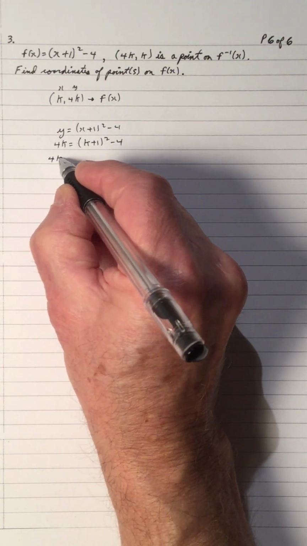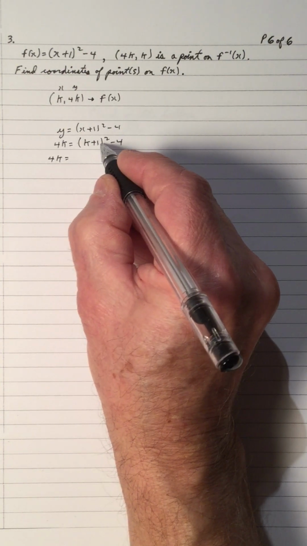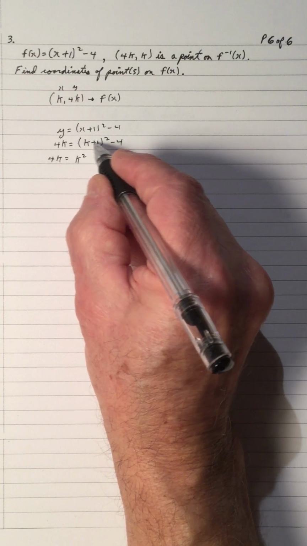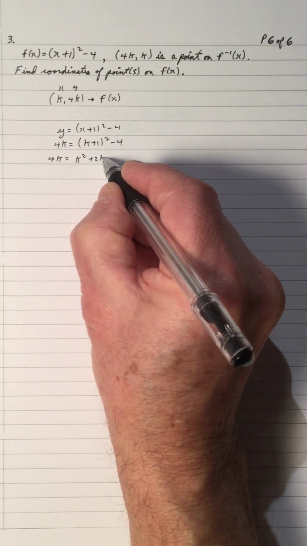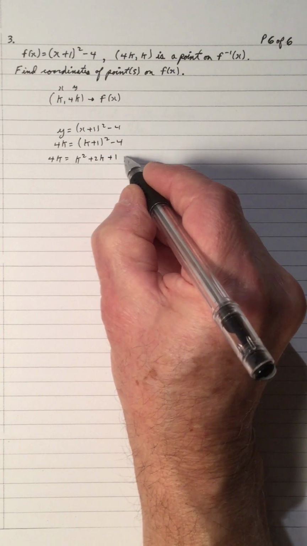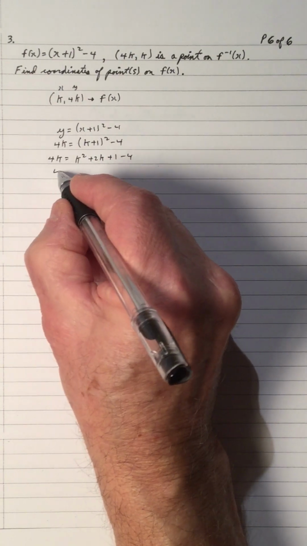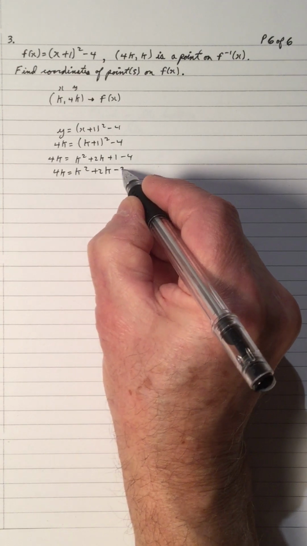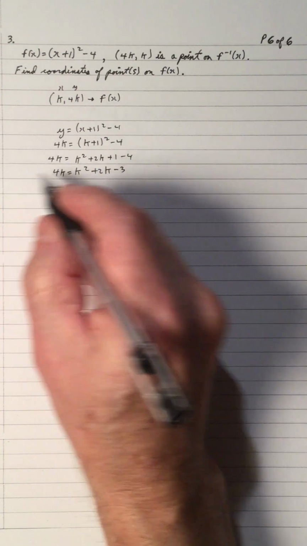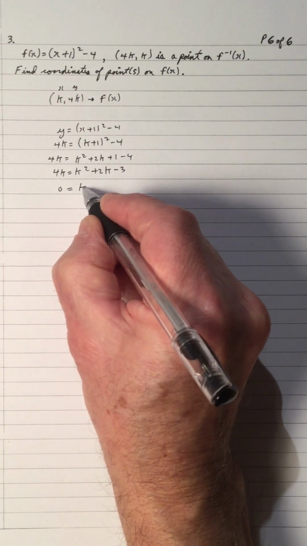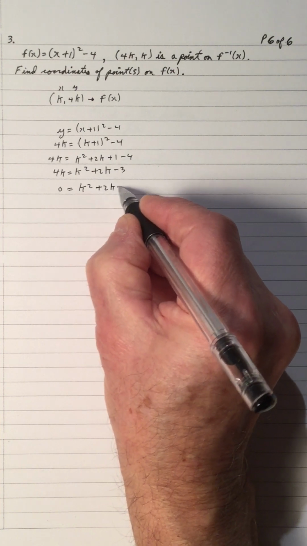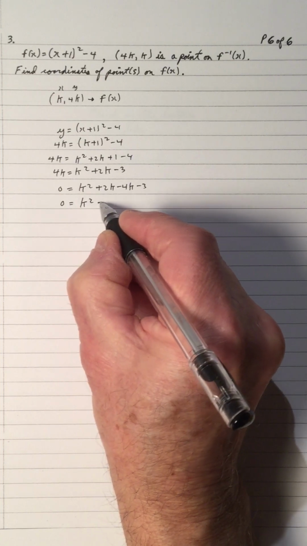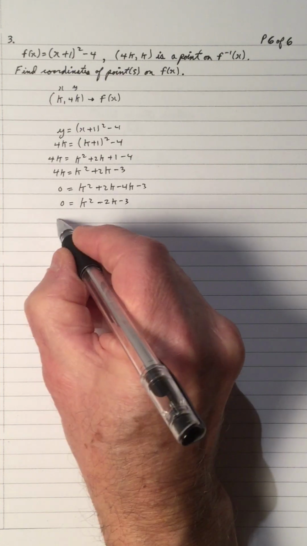So we take the 4k, square this. So we can do FOIL or square binomial. We square the first term. We get the product, 1k doubled. And we square 1, plus 1 minus 4. So that becomes 4k equals k squared plus 2k minus 3. Now I can move the k to the left, but let's move it all to the right. K squared plus 2k minus 4k minus 3. We got a k squared minus 2k minus 3.